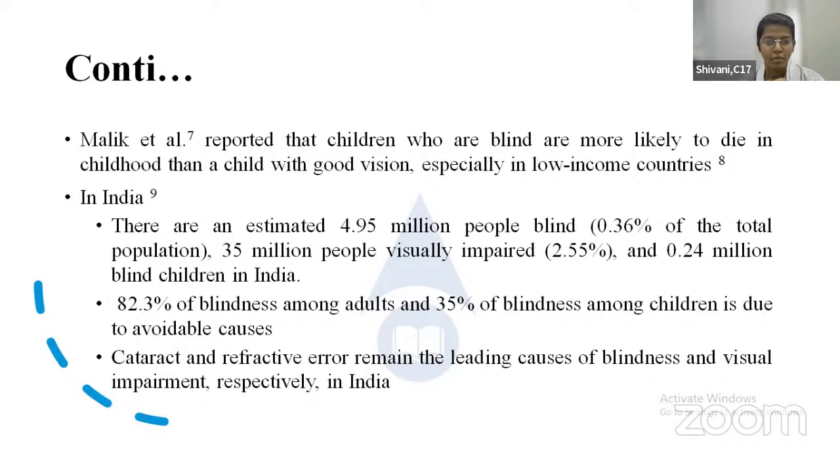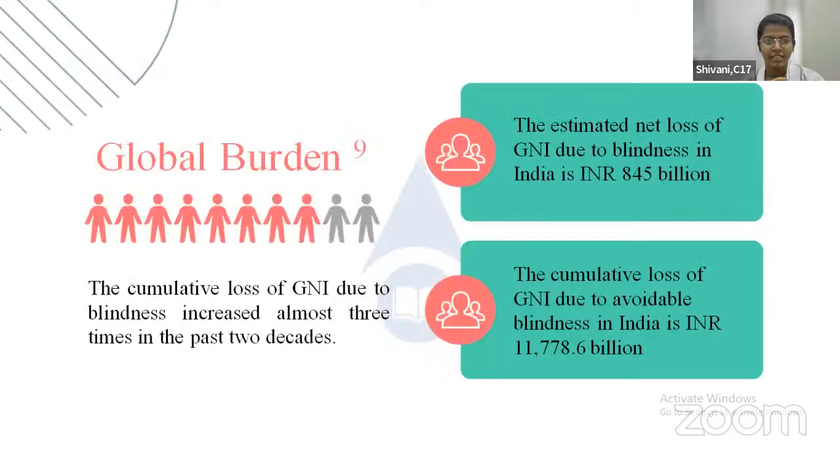82.3% of blindness among adults and 35% of blindness among children is due to avoidable causes. Cataract and refractive error remain the leading causes of blindness and visual impairment, respectively, in India.